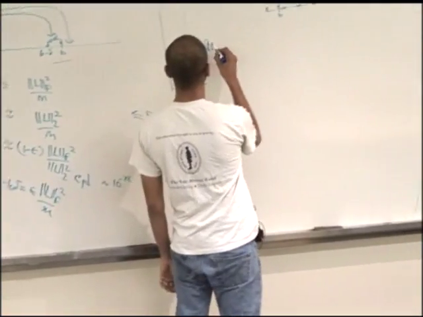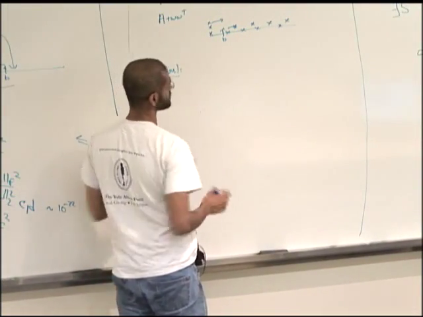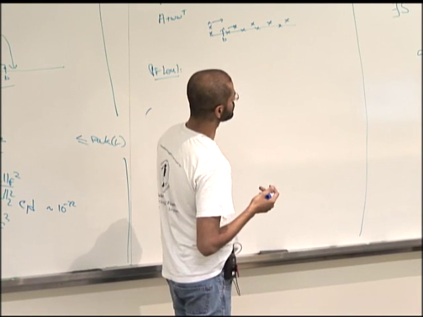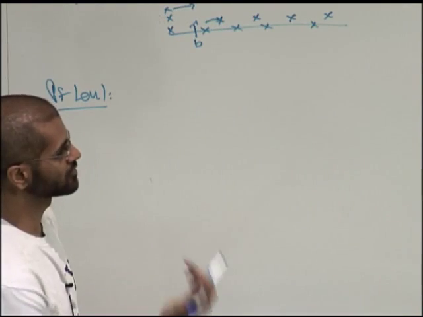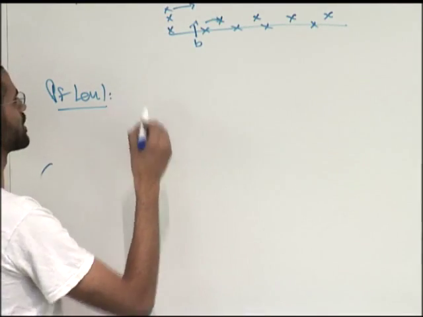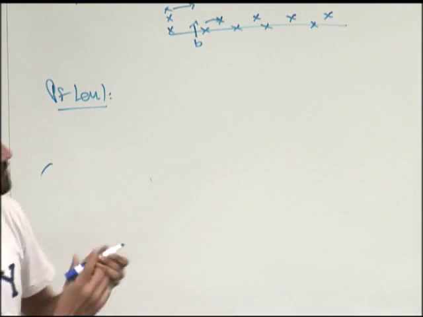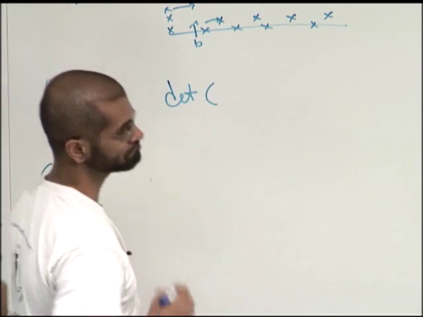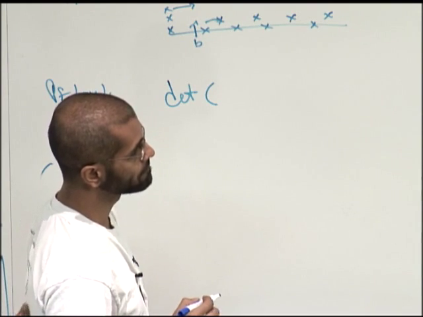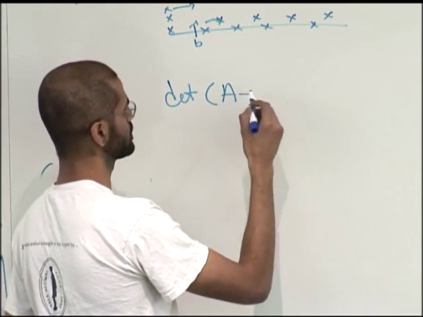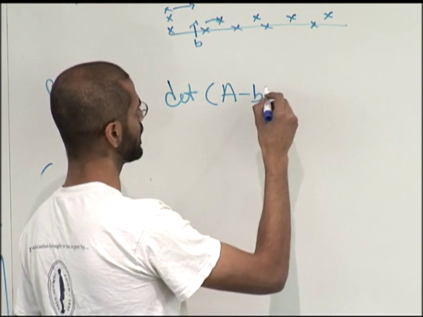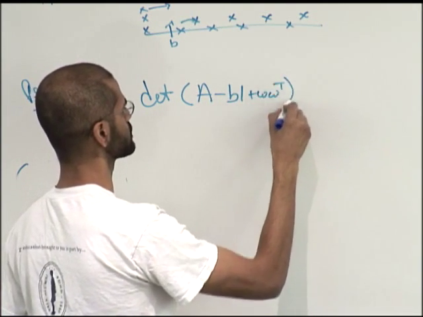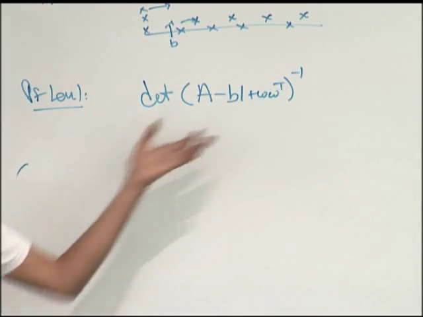Let me just prove the first lemma. There are a bunch of ways to do this. Here's one really slick way, which was shown to me by Sushant Sachdeva. Let's look at the determinant of A minus BI plus WW transpose. Let's look at the determinant of it.